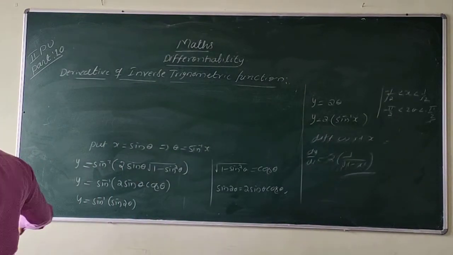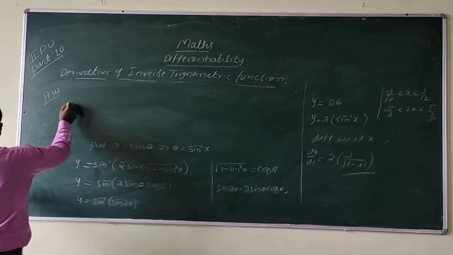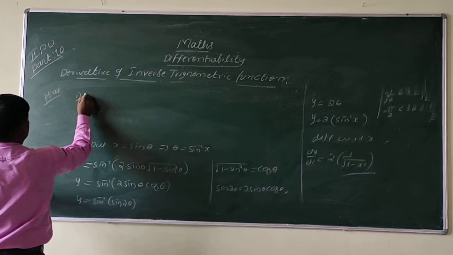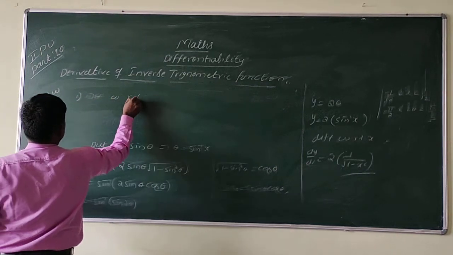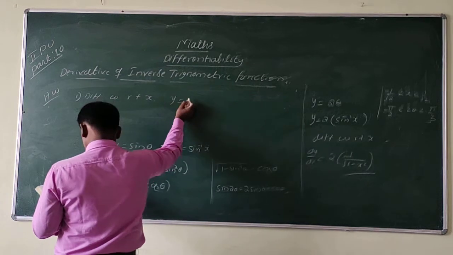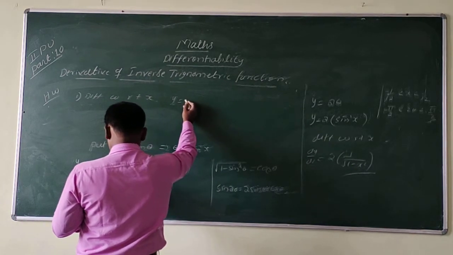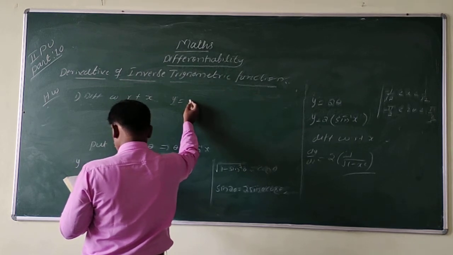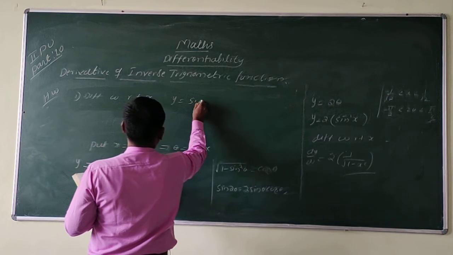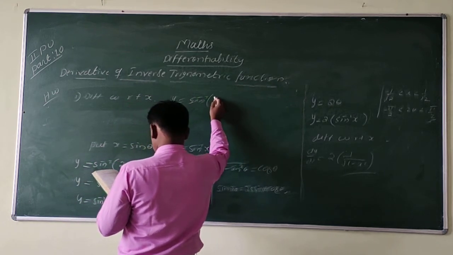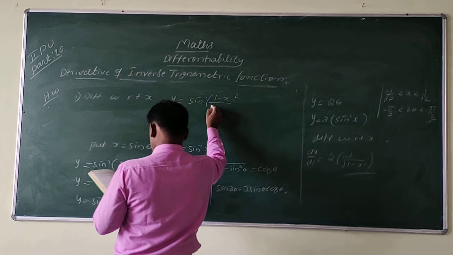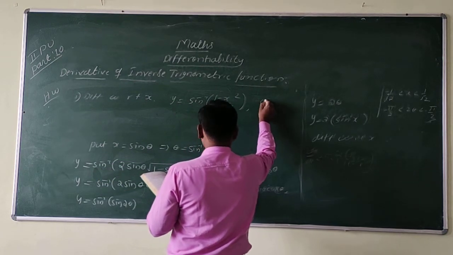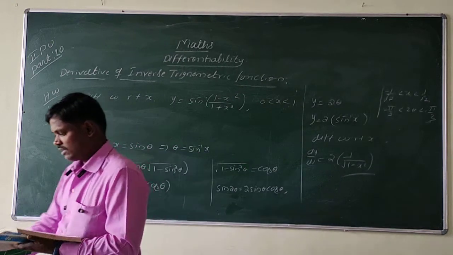Homework. The first one is: differentiate with respect to x, y is equal to sin inverse of 1 minus x square divided by 1 plus x square. The condition is given, that is 0 less than x less than 1.